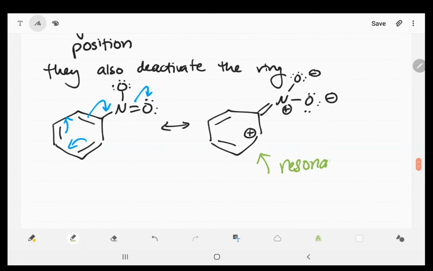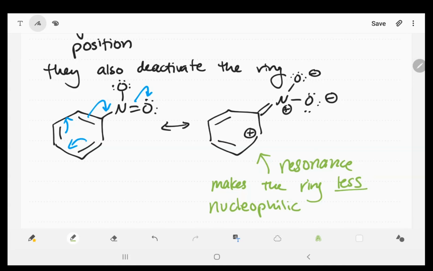Resonance here makes the ring less nucleophilic. In fact, the ring right now is an electrophile. We're going to see that we can actually have something attack the ring when we have a deactivating group on it.